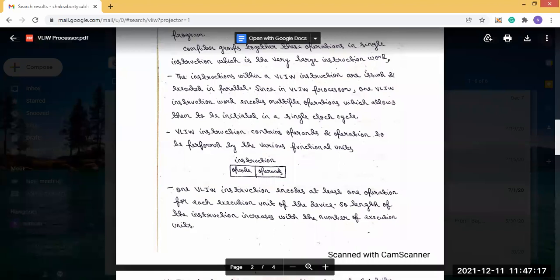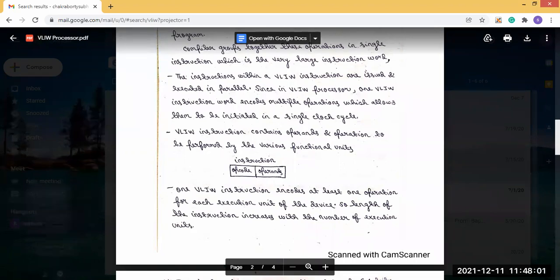So a VLIW instruction contains the operands and operation to be performed in various functional units. If we take this example, we will see that the ALU is used, but for load and store we require memory resources. So the ALU, arithmetic logic unit, is a functional unit, and load or store memory is another resource. So different functional units are present. This point mentions that a VLIW instruction contains the operands and operations to be performed by various functional units.